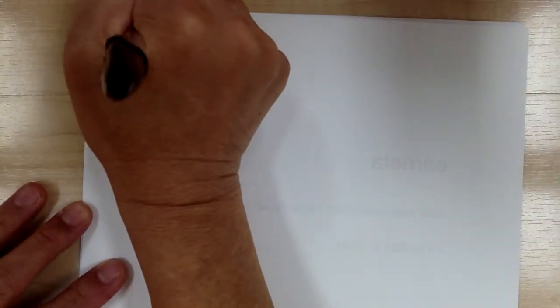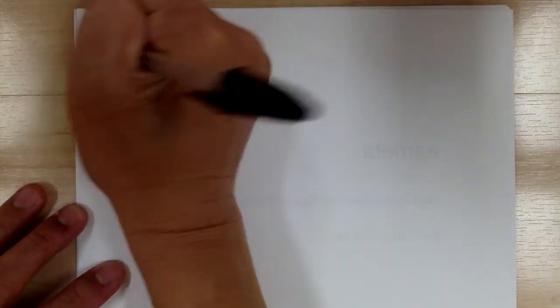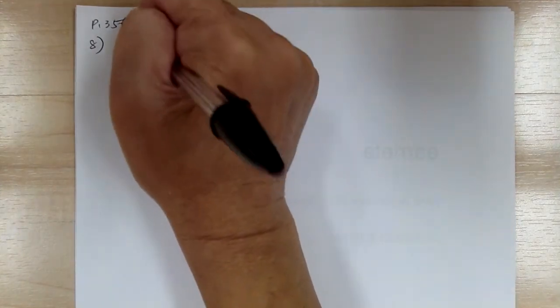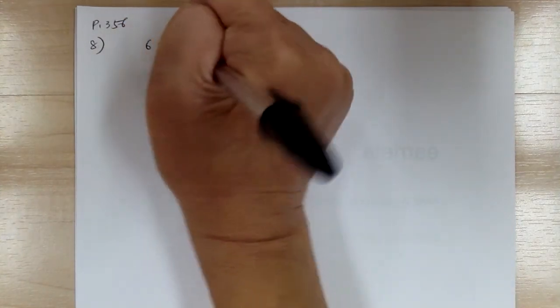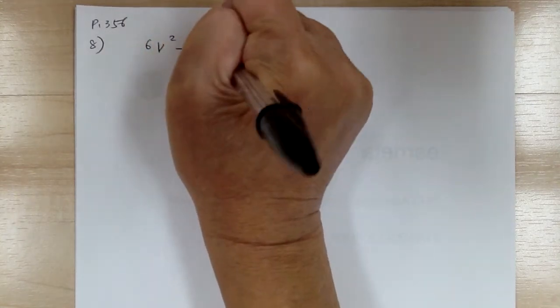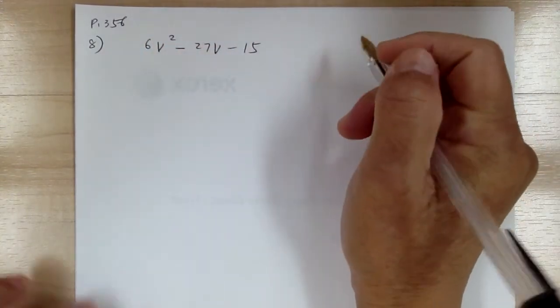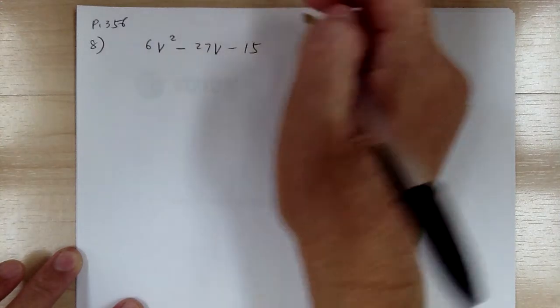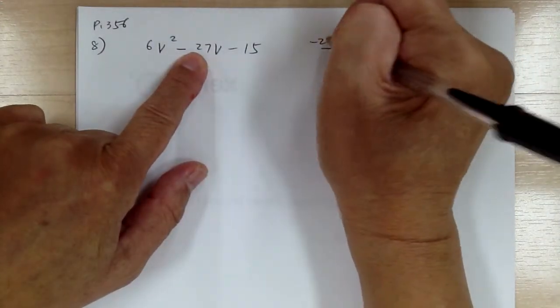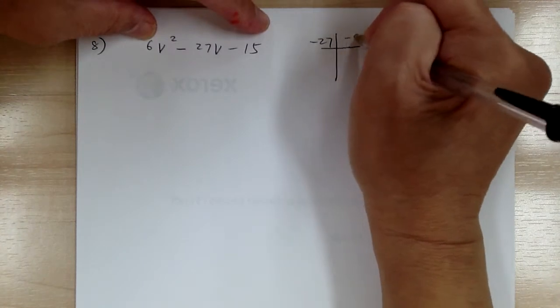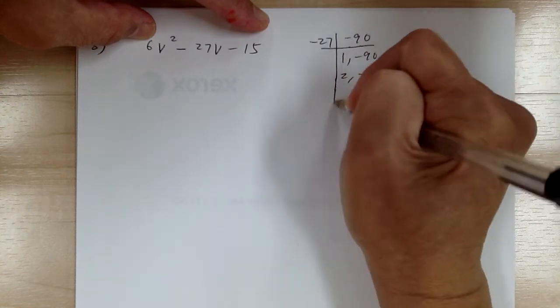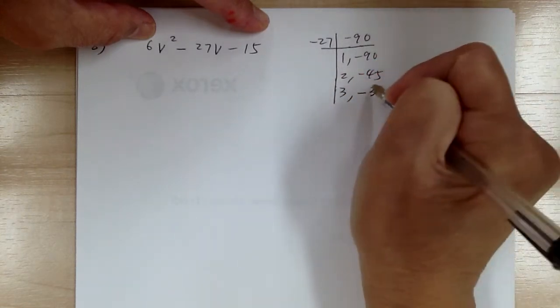Okay, let's go to the next one. Number 8. You have 6v squared minus 27v minus 15. So step 1, common factor, cannot. Step 2, no. Step 3, step 4. So master product should be negative 27 times 6, which would be negative 90. So 1, comma, negative 90. 2, comma, negative 45. 3, comma, negative 30. And this is the one.